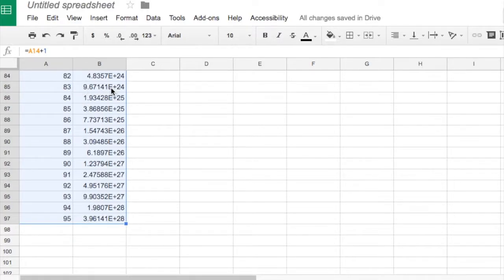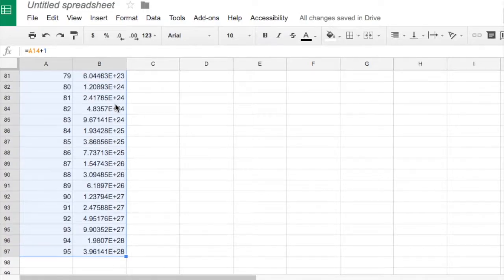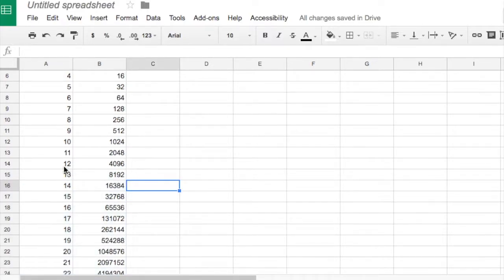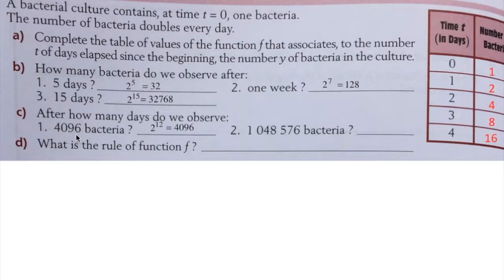So this is like 9.6141 times 10 to the power of 24. So it's like a 9 followed by 24 zeros, if you think of it that way. It's going to have 24 places before it gets to the decimal. That's what that 24 means. So this is what we're interested in. And so 2 to the power of 12 gives us 4,096.